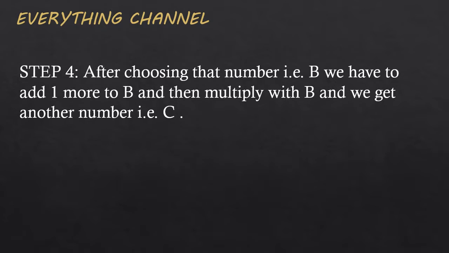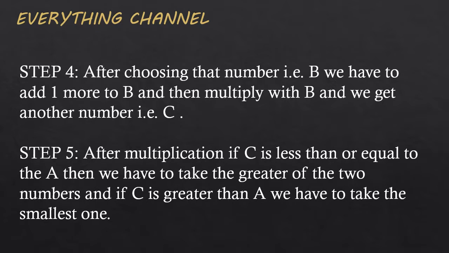Step 4. After choosing that number B, we have to add one more to B and then multiply with B, and we get another number, that is C. Step 5. After multiplication, if C is less than or equal to A, then we have to take the greater of the two numbers, and if C is greater than A, we have to take the smaller one.